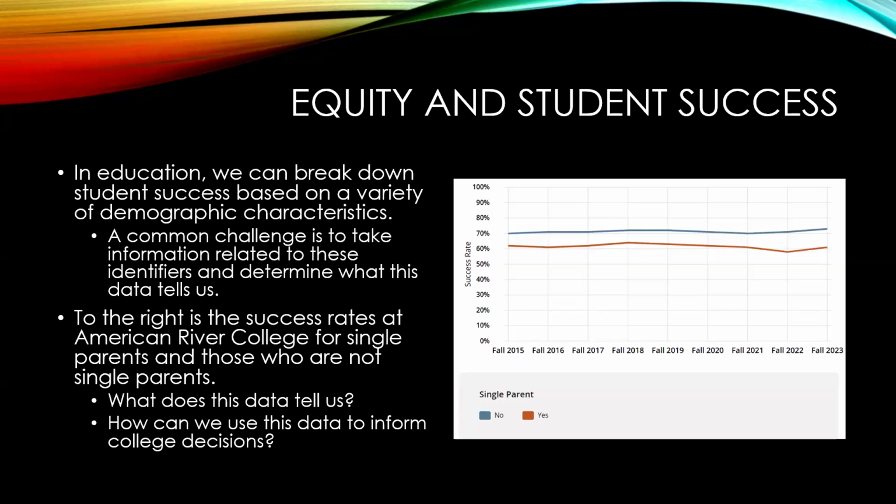But now let's talk about equity and student success and see if we can understand data. In education, we can break down student success based on a variety of demographic characteristics. A common challenge is to take information related to these identifiers and determine what this data tells us. To the right are the success rates at American River College for single parents and those who are not single parents. And we can see a very clear discrepancy here. What does this data tell us, and how can we use this data to inform college decisions? Well, that's a big question.